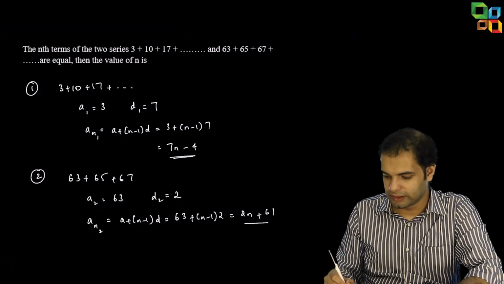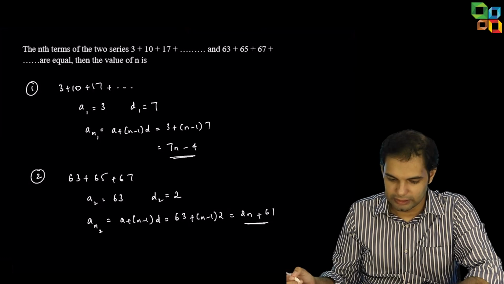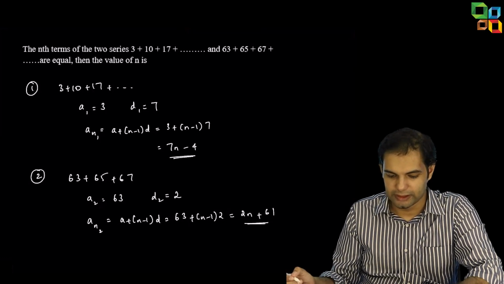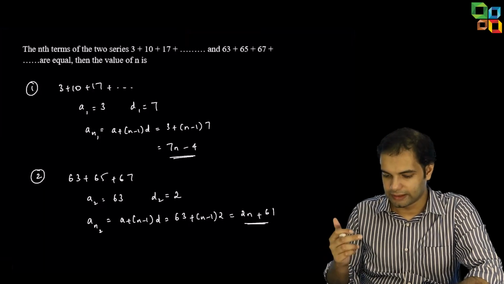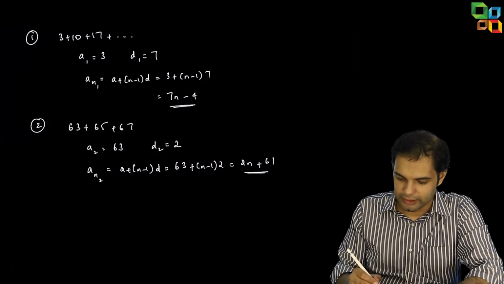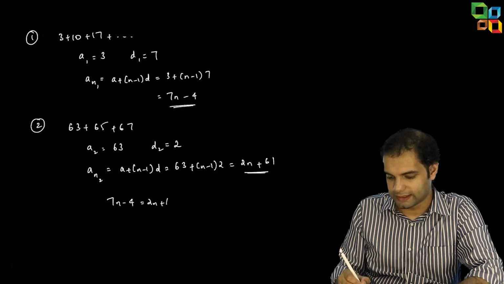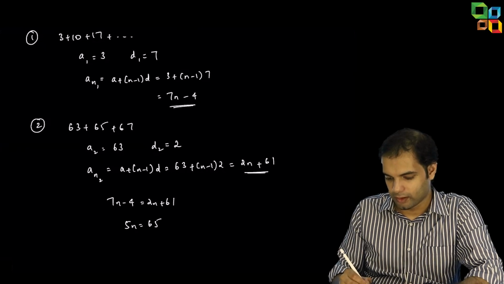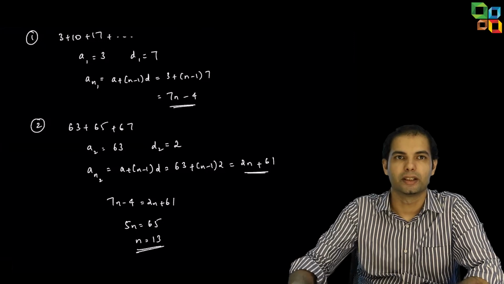Now we can solve the simultaneous equations. They're equal, it's given, so we can directly equate them and need not do anything else. They said that these two terms are equal, so I'm just going to equate these two. 7n minus 4 is equal to 2n plus 61. So 5n is equal to 65, or n is 13. That's the solution.